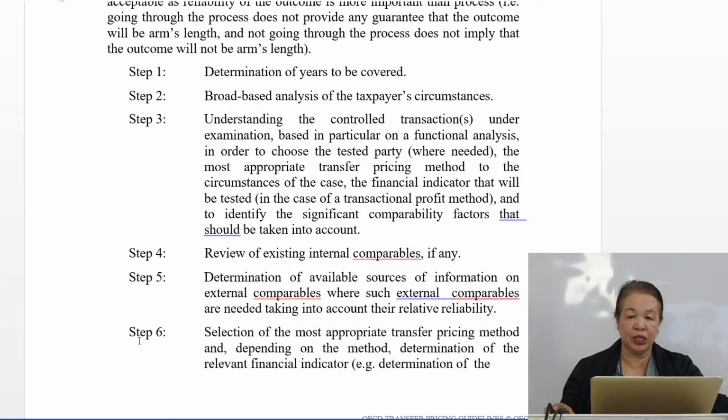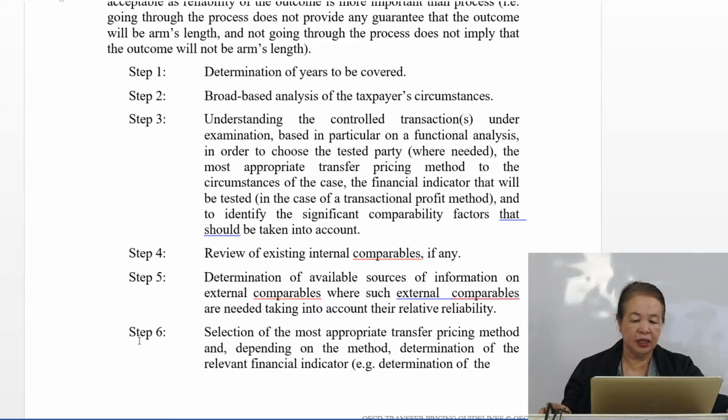Why? Because huwag kalimutan yung internal comparables, they are very important. At saka ready na information na yan sa iyo. So bakit mo pa iiwanan? Understanding the control transactions, yun yung step 3. And then yung broad-based analysis ng step 2, nasabi ko yung BIR Form 1709 will help a lot the BIR in making a broad-based analysis of the taxpayer circumstances, kung ano man siya. Step 1, yung year to be covered. Na dito naman sa atin, usually, 1 year.